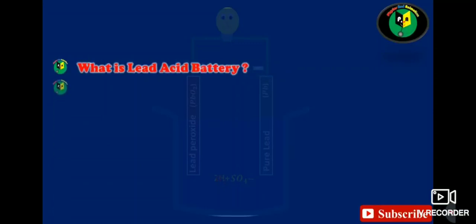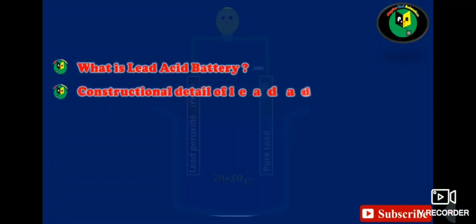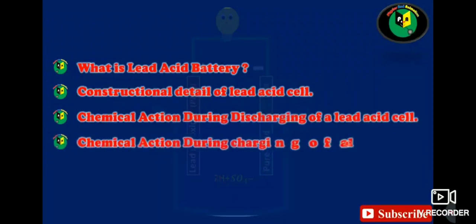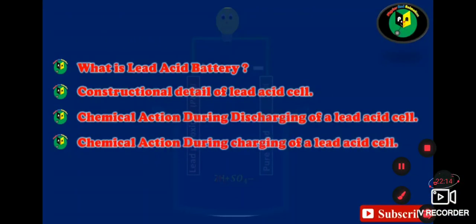Now here is the structure of the lead acid cell. Hello friends, welcome back to our channel Physics and Animation. Today we will talk about the following topics. Number 1, what is a lead acid battery? Number 2, constructional detail of a lead acid cell. Number 3, chemical action during discharging of a lead acid cell. And number 4, chemical action during charging of a lead acid cell. So let's start.